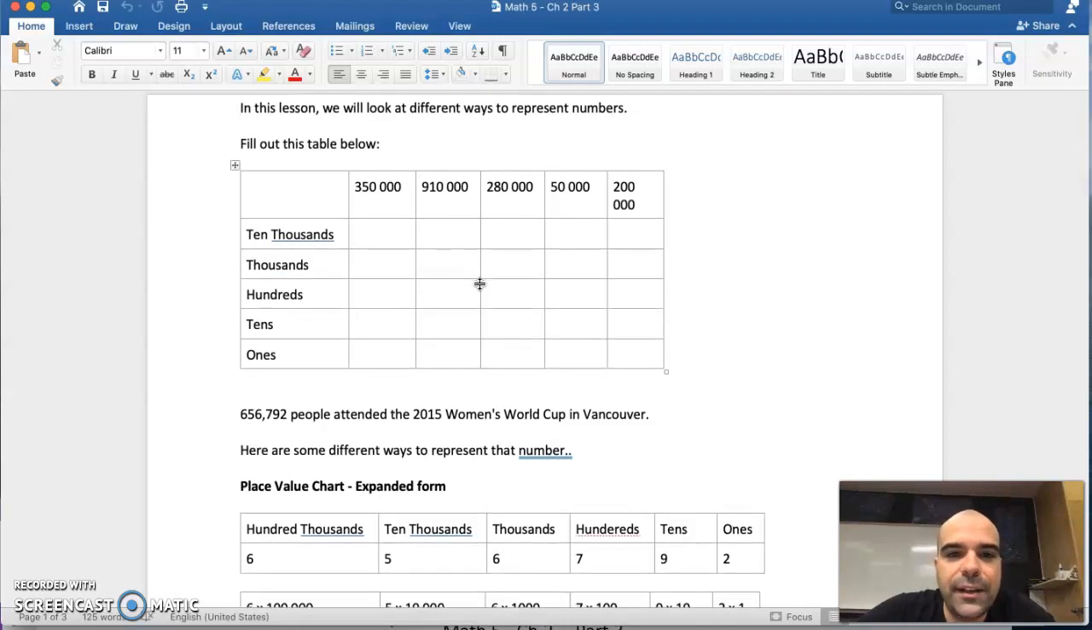So we have a lesson where we look at representing numbers. In this example, you have a number like 350,000. How many 10,000s are in 350,000? The answer would be 35, right? How many thousands is 350? Hundreds, there's that many hundreds in that number. And then tens would be that many tens. And then ones is literally the exact number itself. Okay? So fill out that table.